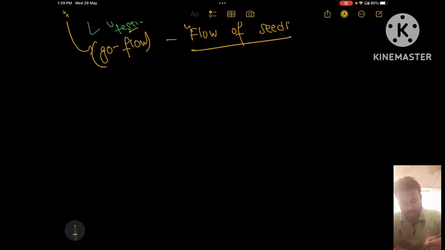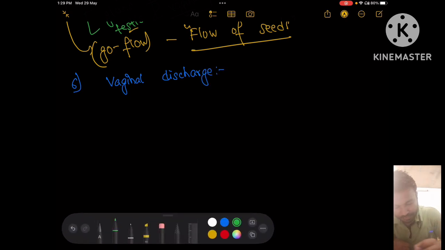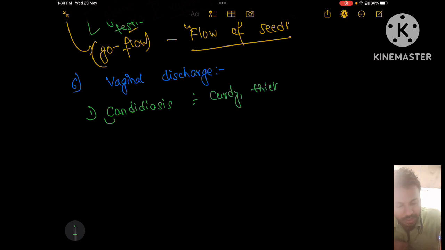Next, vaginal discharge. First is candidiasis. Candidiasis. C for curdy and thick.